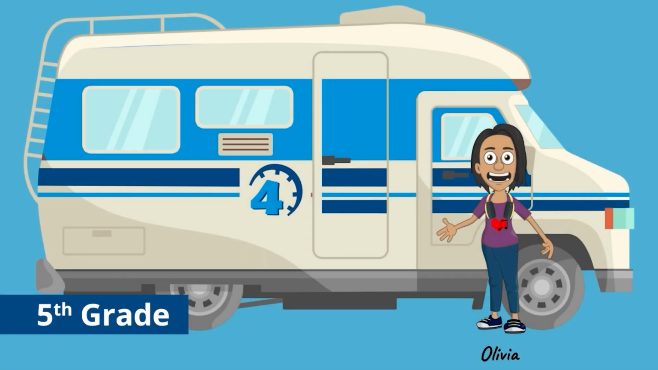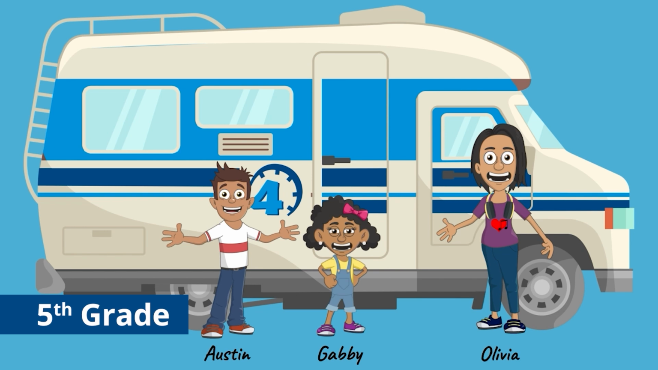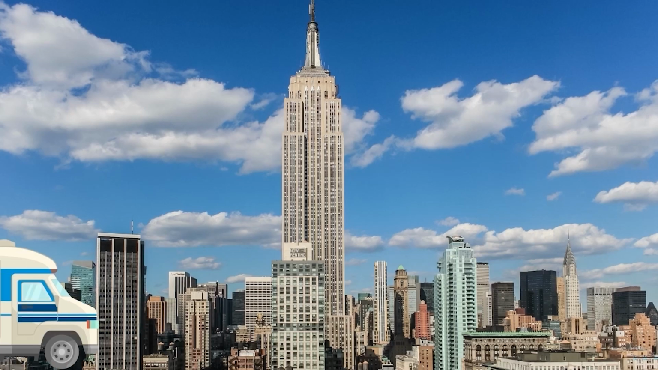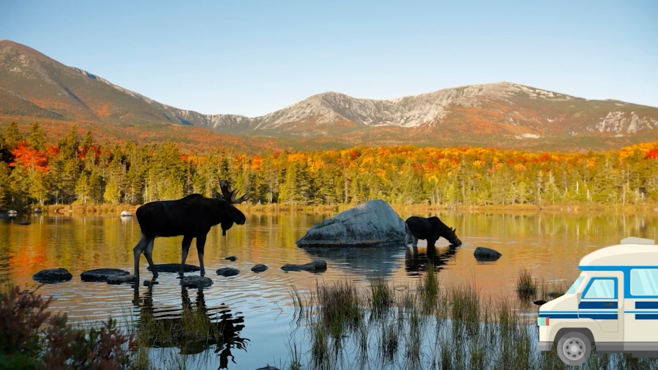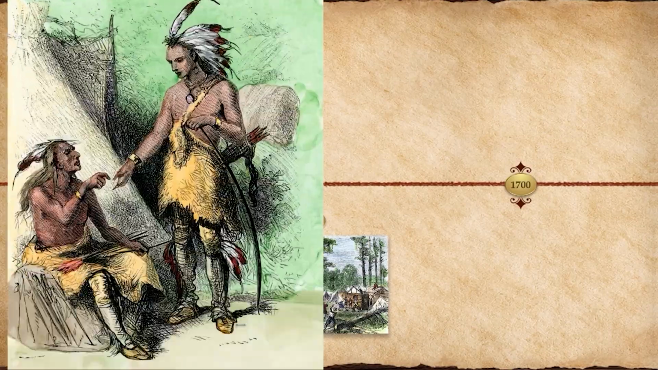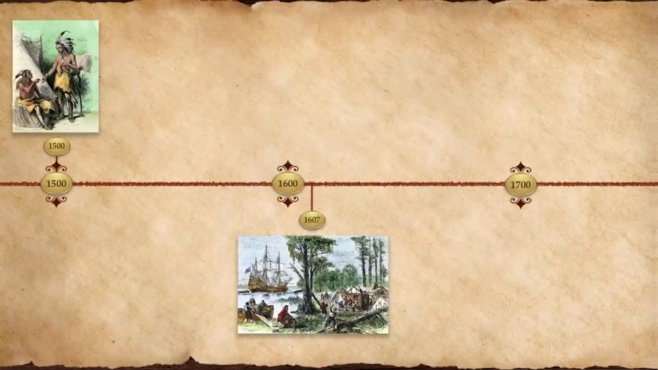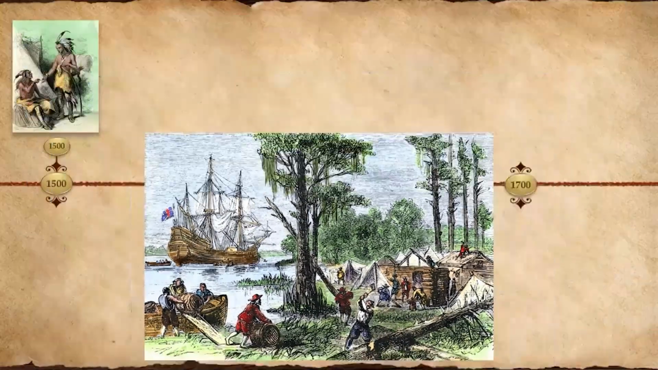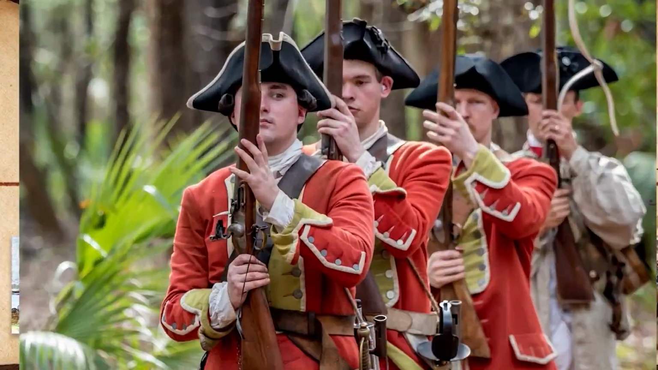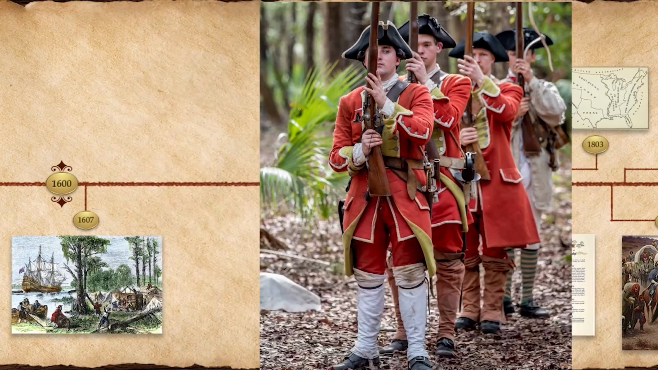In grade 5, the road schooling family hits the road again, traveling to key places across the continent to learn about the rich history of the United States. Throughout the course, students will explore such topics as indigenous groups of North America, British colonization, the American Revolution, and westward expansion.